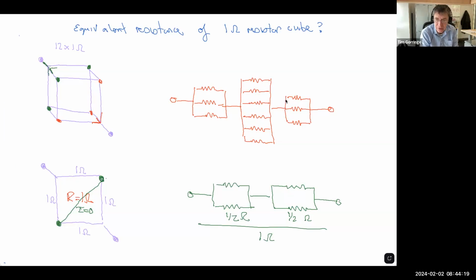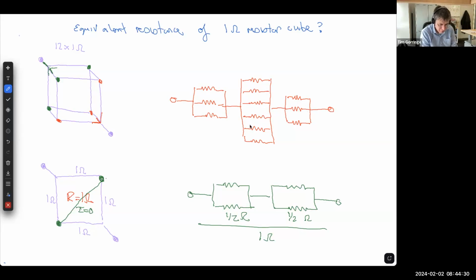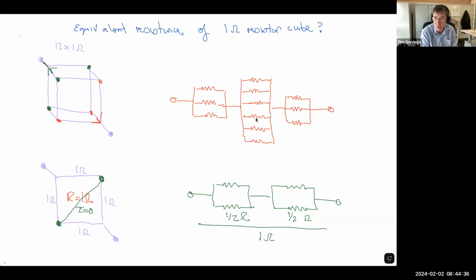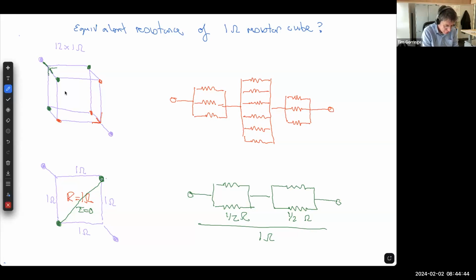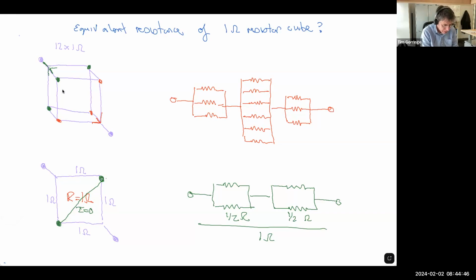How did I arrive at this? Well, let me start explaining it. Firstly, if you count up how many resistors I've got in this arrangement, I've got 3 on the left, 3 on the right, and 6 in the middle. That's 12 in total, 3 plus 3 plus 6. That is the right number of resistors in the cube. So firstly, there are 12 resistors here, and there were 12 resistors over here.